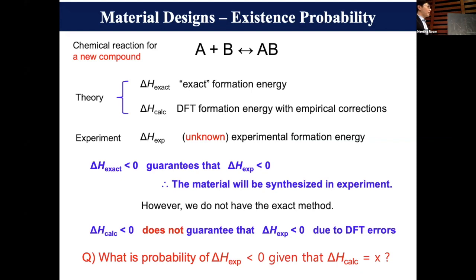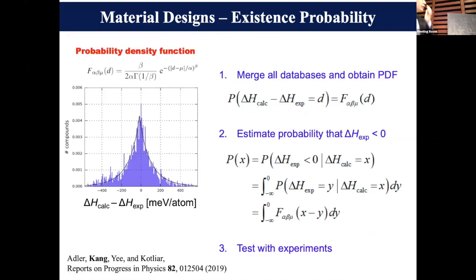However, due to the DFT error, as shown before, a DFT formation energy smaller than 0 does not guarantee a negative experimental formation energy. Then our question is, what is the probability of negative experimental formation energy, given that the DFT formation energy has a certain value of x? In order to estimate the probability, we do the following procedure.